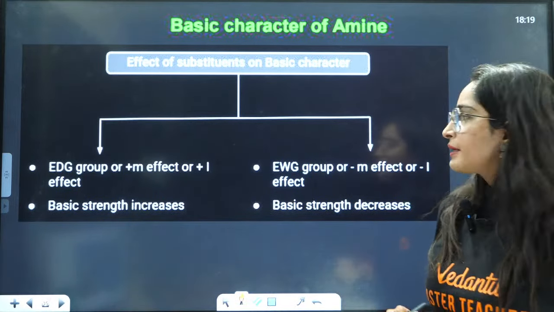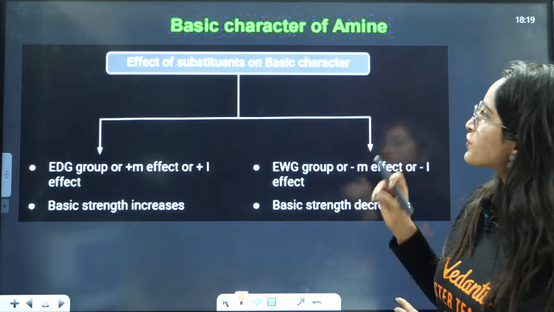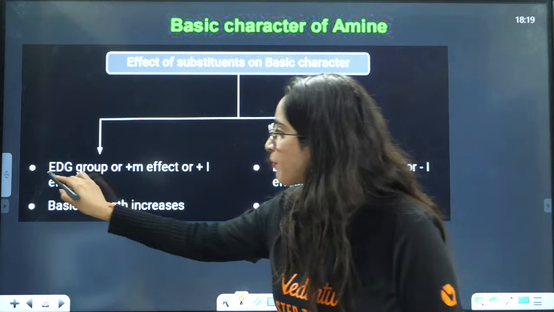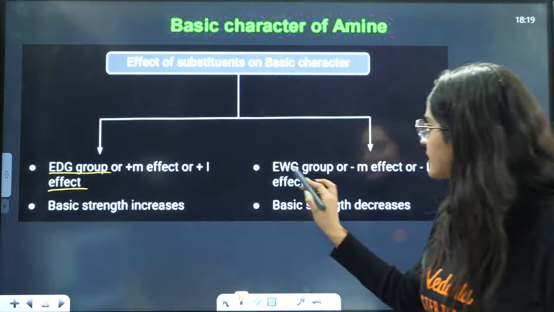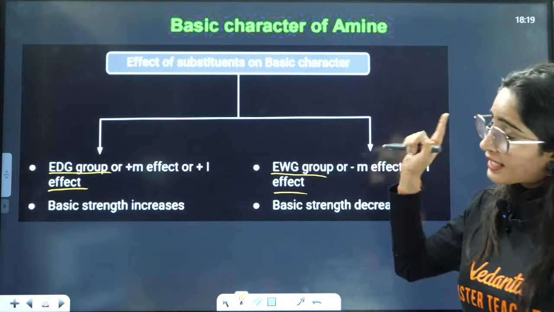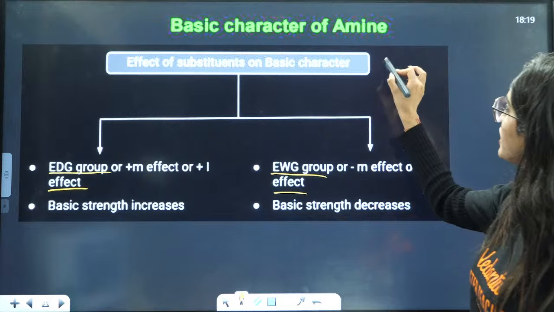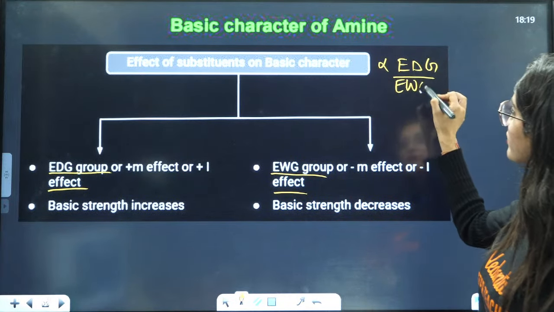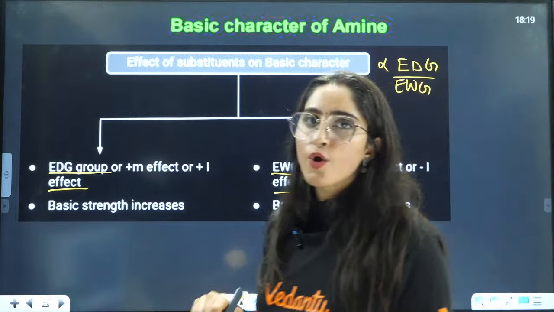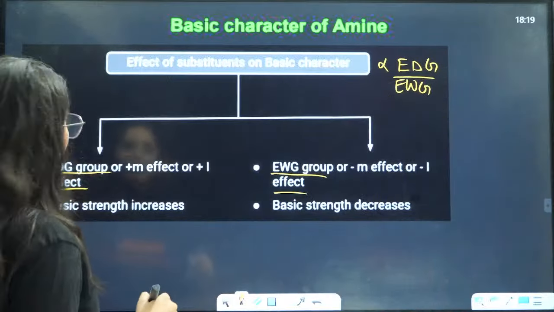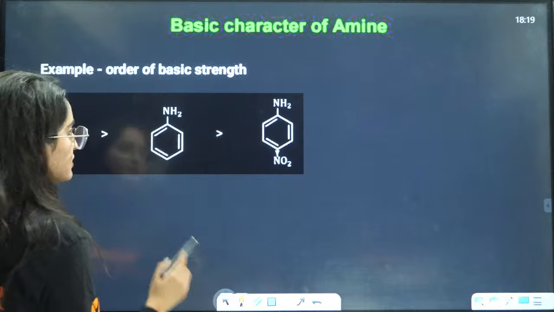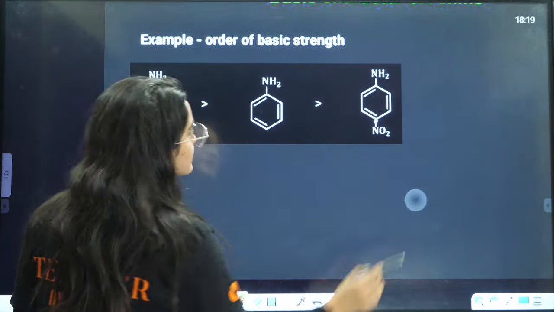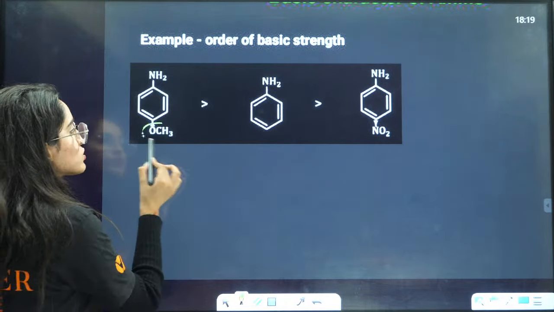Now, let us see the effect of substituents on basic character. As I told you, it is directly proportional to electron donating, and it is inversely proportional to electron withdrawing groups, right? For example, you have this thing. In this case, you can easily say that here you have OCH3.